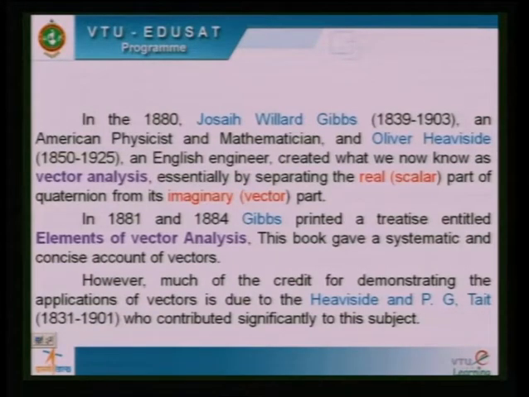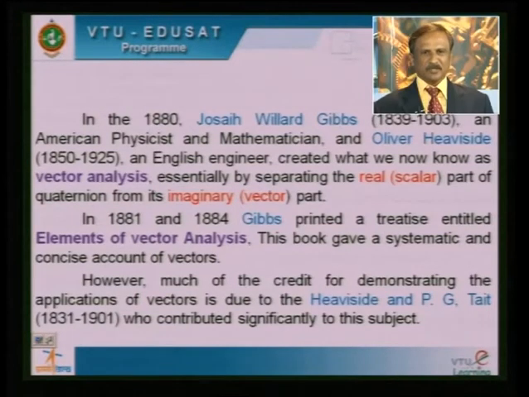Essentially by separating the real part and the imaginary part. Just now I mentioned that when we consider a number like x plus iy or a plus ib, we call it a complex number. a is called the real number and b is called the imaginary number. So we call a the scalar part and b the vector part.